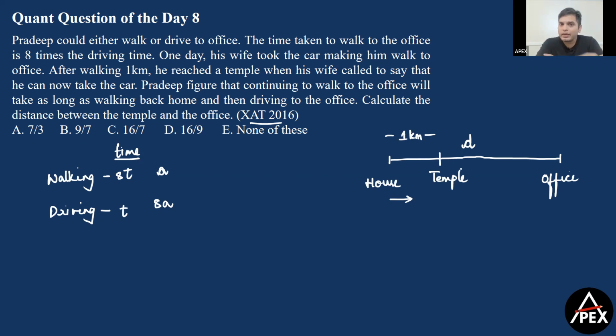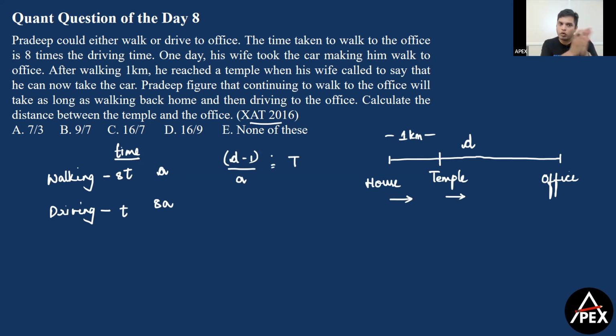Now, Pradeep figured that continuing to walk to the office will take as long as walking back home and then driving to office. So if he continues to walk to office, the time taken would be same as going back home and then driving to office. Now let's first understand this statement. So if he continues to walk, what should be the distance that he has to travel to reach the office? He has already traveled 1 kilometer, so he has to travel d minus 1 kilometers. And what is his walking speed? a. So this will be the time taken by him to reach office.